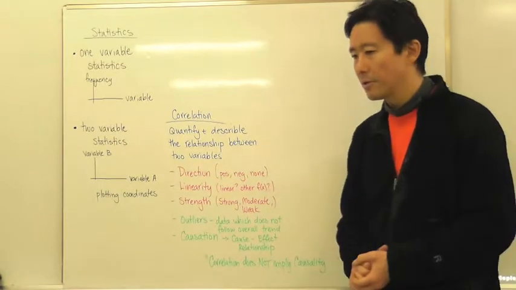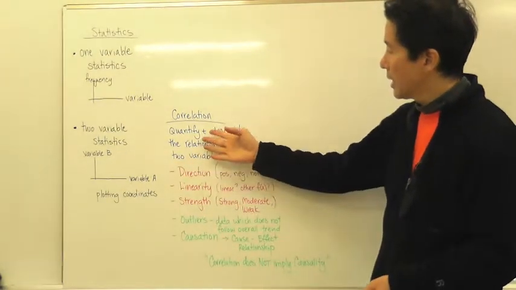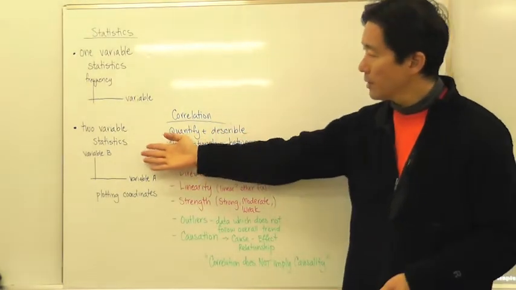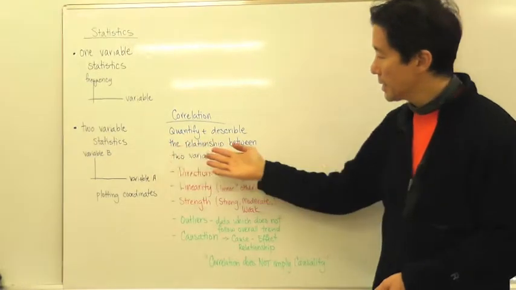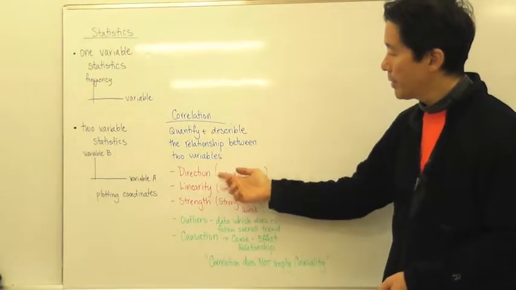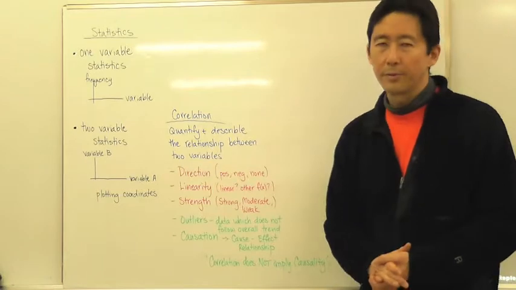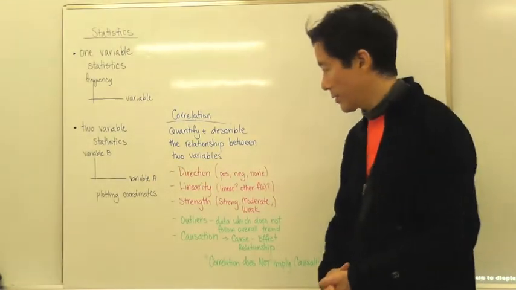Now, let's also take a look at some of the various ways that we can look at two variable statistics and quantify and describe them based upon those three characteristics.